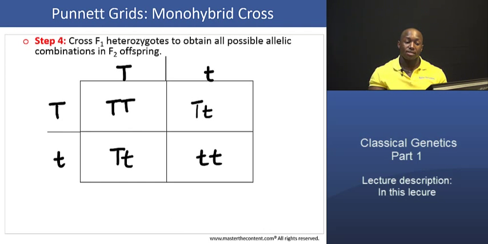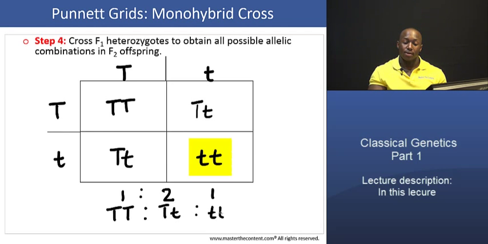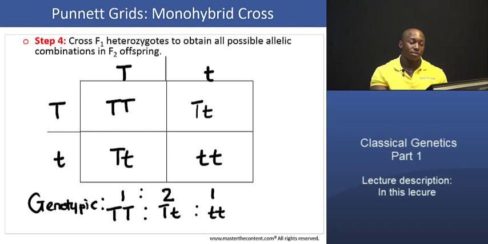So we have the homozygous dominant genotype right here, and we have one of those. And we have the heterozygous genotype right here, 2 out of the 4. So 2 of those. And we also have the homozygous recessive genotype right there, 1 out of the 4. So that's 1. So the genotypic ratio in the F2 generation, the second filial generation, would be 1 to 2 to 1. So 1 homozygous dominant, 2 heterozygous, and 1 homozygous recessive.